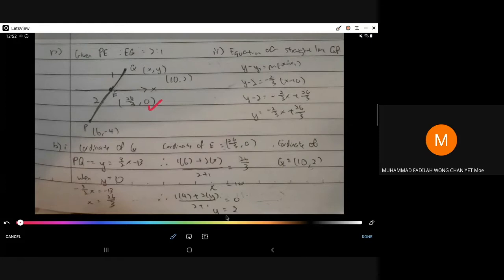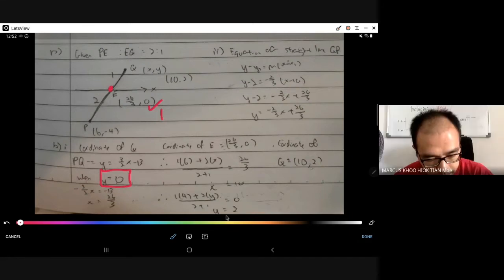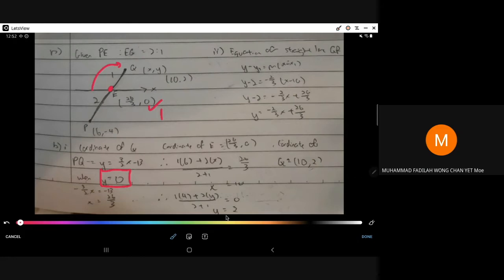So we use the equation y equals 3 over 2 x minus 13, then we set y equals to 0, then we calculate and we get x equals 26 over 3. From there, we use the formula (nx1 plus mx2) over (m plus n), because we have the ratio 2 to 1. Then for x we will get 10, and for y we will get 2.